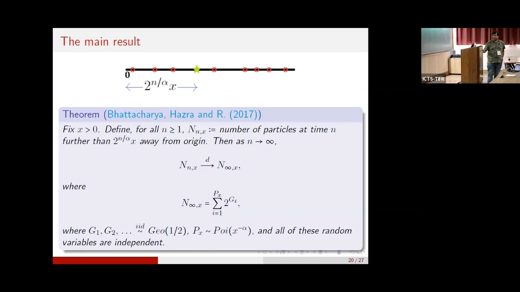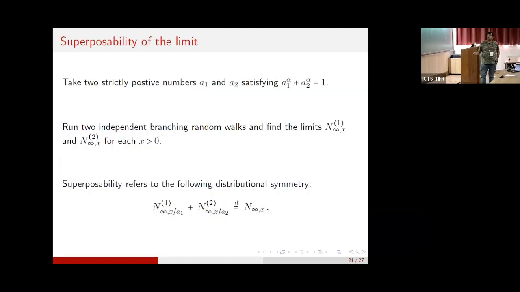If you don't want to look at the limit, it's enough to know that this is very, very explicit. We know the exact distribution of what it is. And once you know it explicitly, you can go back and calculate the limit of the rightmost particle or the second rightmost particle, etc.